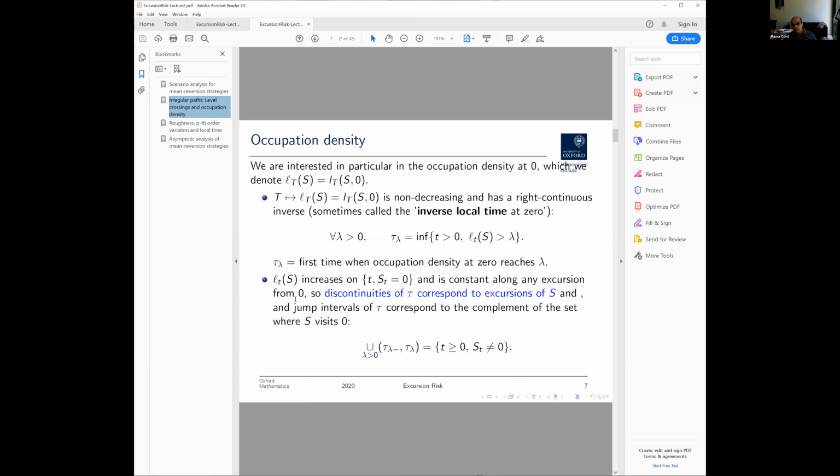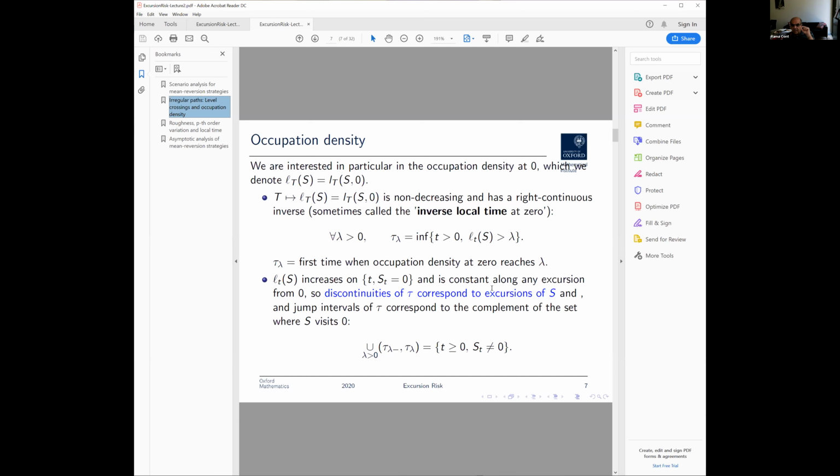And the crucial remark is this, that an excursion from 0 is by definition a piece of your path S which goes away from 0. So when you're on an excursion, you're not at 0, because if you reach 0 again, the excursion ends. So along each excursion, you are not going to increase the occupation density at 0, by definition. So L_t increases on the set where you are at 0. When you're away from 0 along any excursion, L_t is constant. So along excursions away from 0, the occupation density at 0 does not increase. It has a constant value along each excursion.